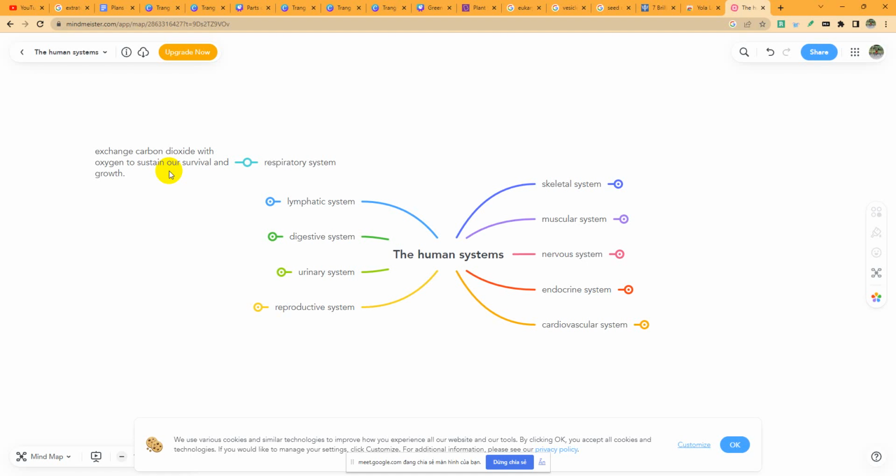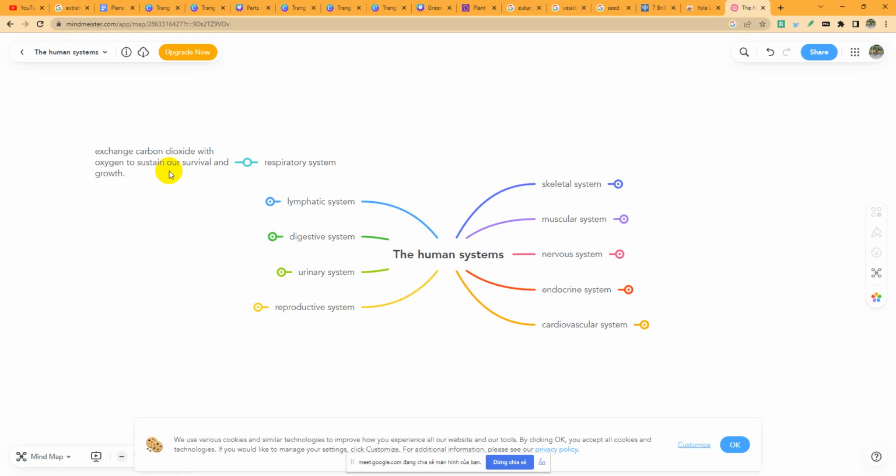And the respiratory system is really similar to that of the photosynthesis. But the photosynthesis and human respiration system are actually contradictory, because photosynthesis will take in carbon dioxide and will release oxygen into the atmosphere. But on the other hand, humans take in oxygen and release carbon dioxide.